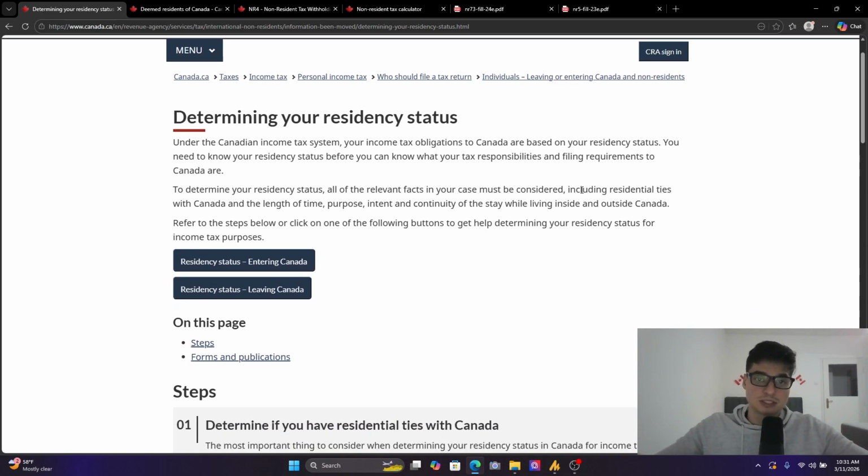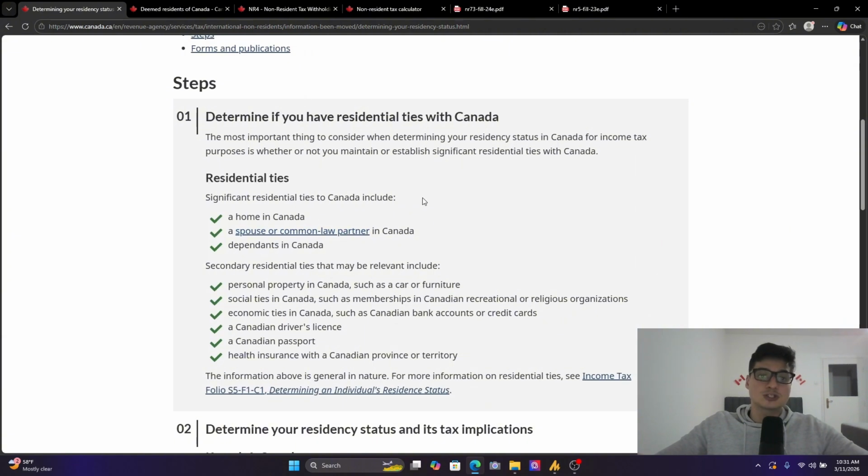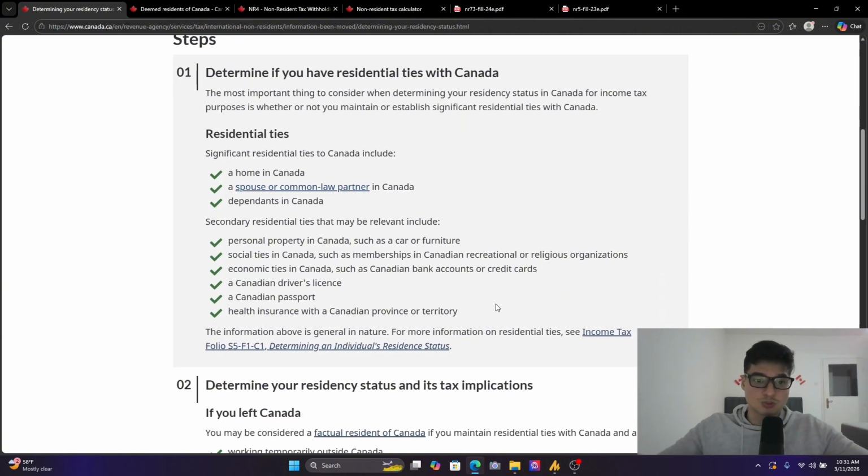There's two things you need to look at. The residency based off factual residency or deemed residency. So the first thing we look at are residential ties. So this is factual. In order to be a factual resident of Canada, you must have significant residential ties to Canada: home in Canada, spouse or common law in Canada, dependents.